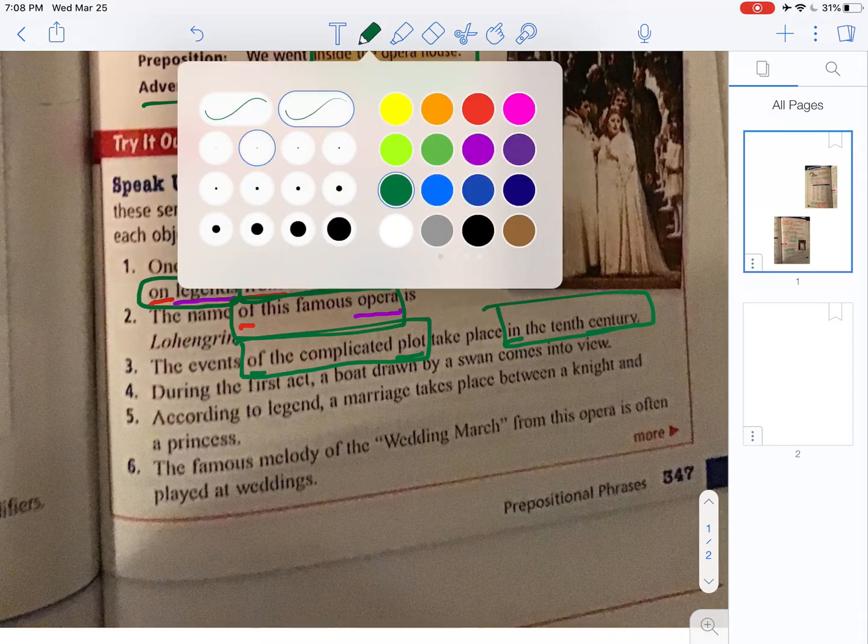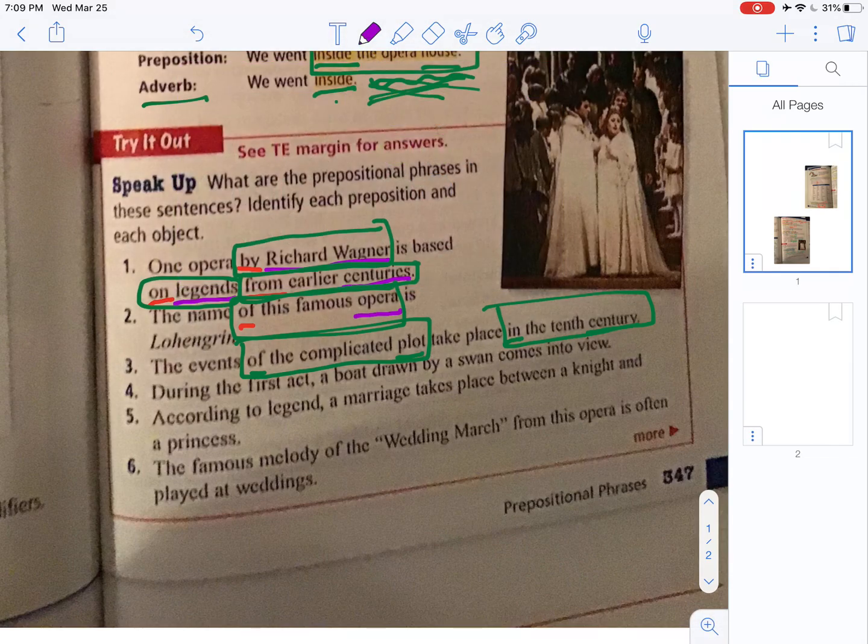I did tell you I was going to be doing them in different colors. Okay, number 4, during the first act, by a swan, and into view. So in these, I have 3 prepositional phrases. The first one, during, is my preposition, act is my object. And the second one, by is my preposition, swan is my object. And in the last one, into is my preposition, and view is my object.